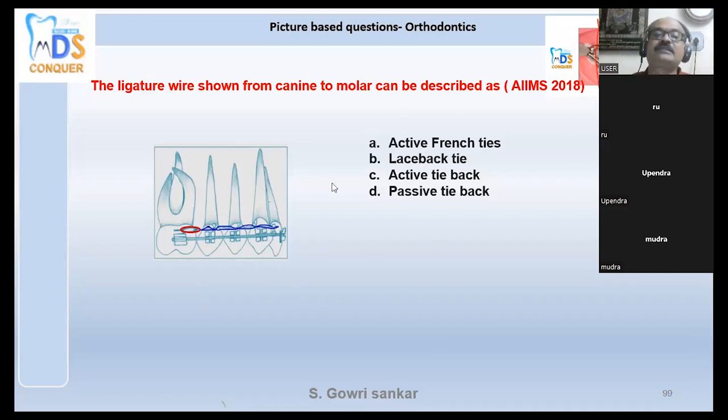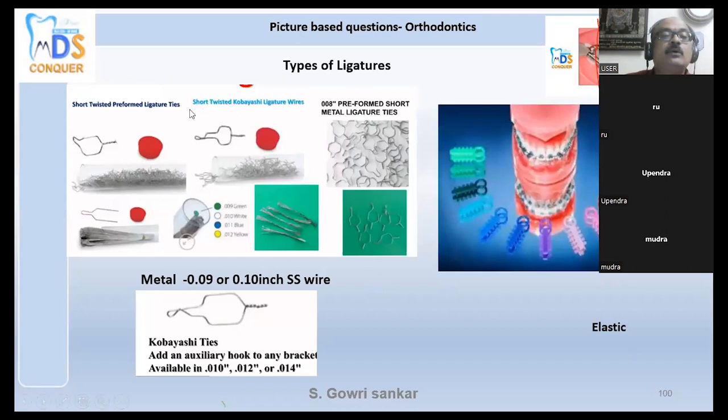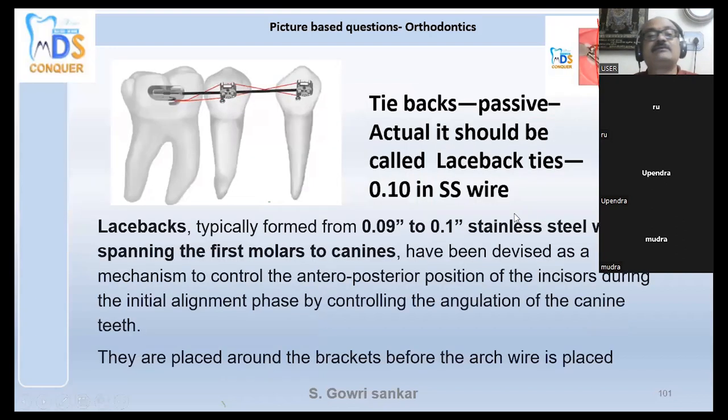So here they have given, what is this? Is it active French tie, lace back tie, active tie back or passive tie back? So first we go to the small one. Once they are given, this is a metallic ligature tie. I'm just trying to cover a few small points. This is called a preformed metallic ligature tie. All ligature wires are made with 0.09 to 0.12, most commonly 0.09. The preformed metal 0.09 is called Kobayashi ties. Remember that. And you have elastomeric ligatures here.